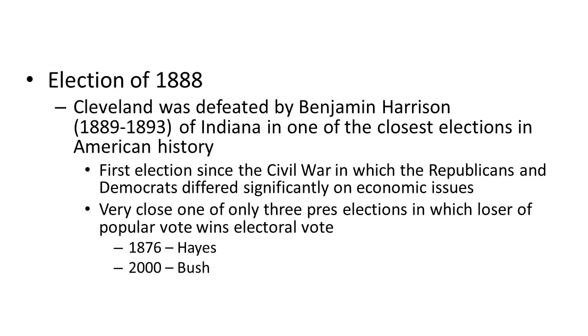Now, in the election of 1888 that follows, Cleveland is going to be defeated by Benjamin Harrison of Indiana, and it's going to be one of the closest elections in American history. And it's the first election since the Civil War in which the Democrats and Republicans differed significantly on an economic issue. While they tend to represent slightly different interests, here we really have Democrats arguing for fiscal responsibility and Republicans arguing for high taxes and high spending to run government programs.